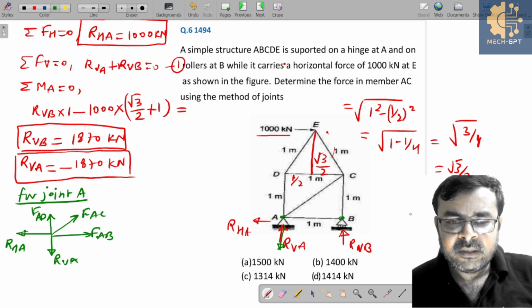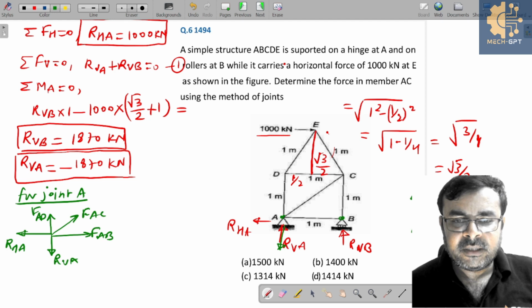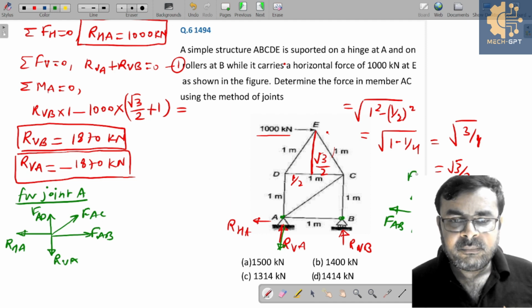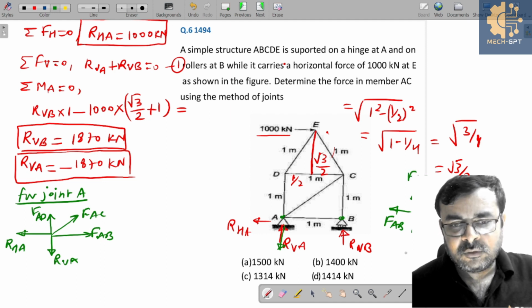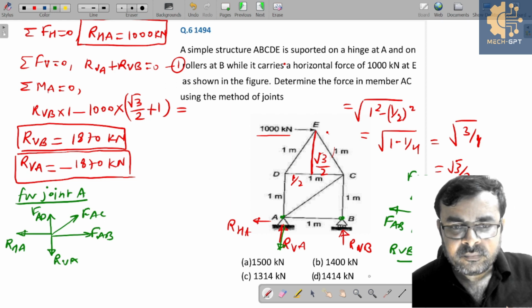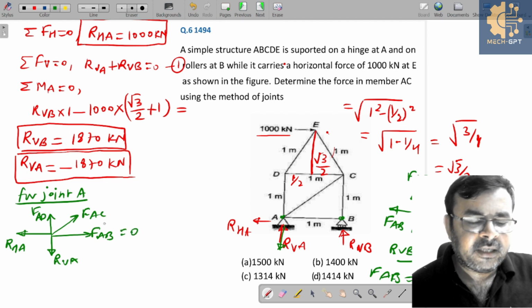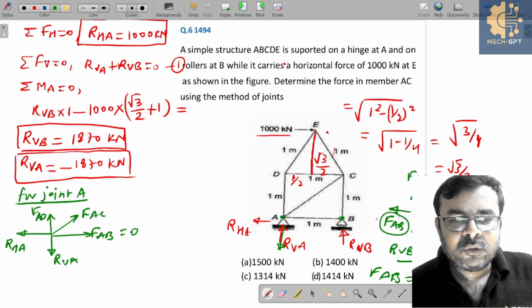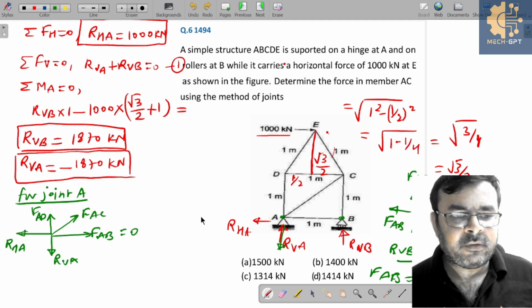So let's apply the method of joints for joint B. Here we have RVB, here we have FAB, and here we have FBC. RVB is balanced by FBC. But for FAB, there is no balancing force, so it will be 0. So FAB will be taken as 0. Is it clear? There is no force which balances this FAB force, so FAB is equal to 0.